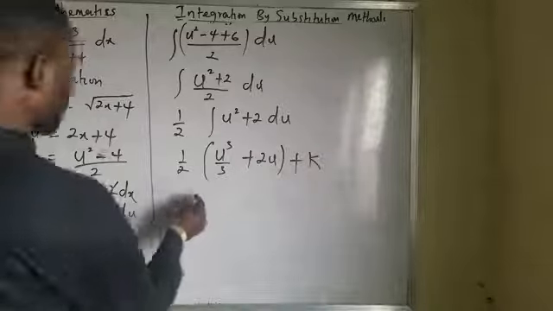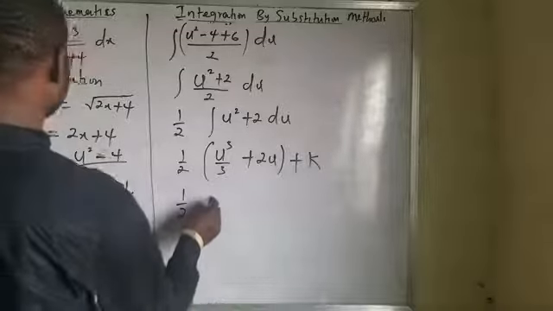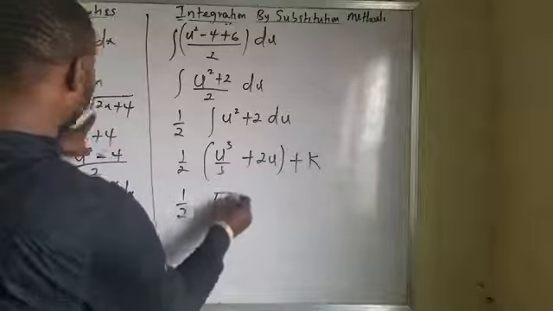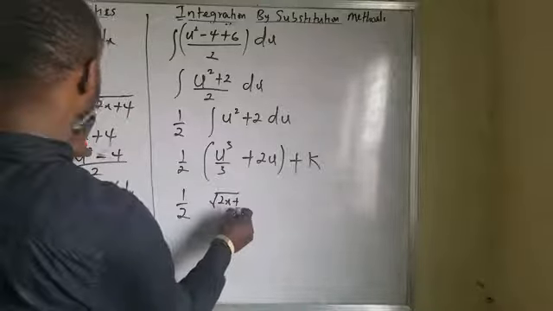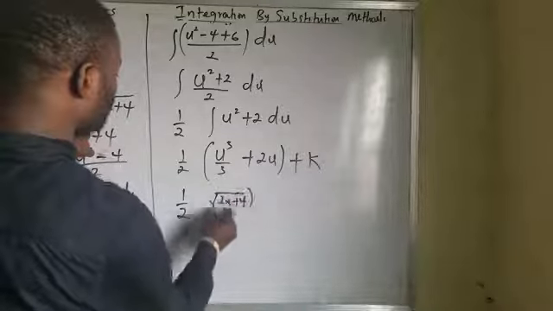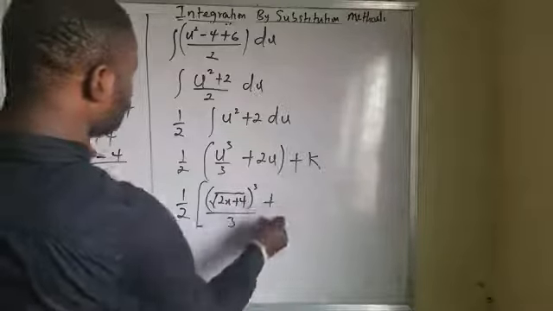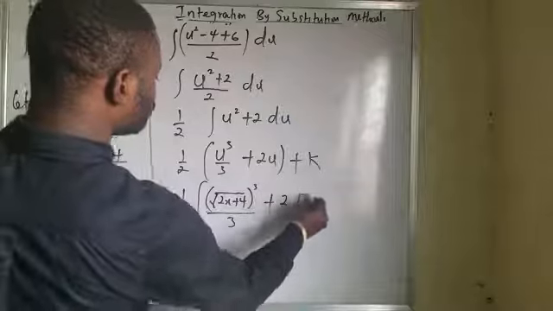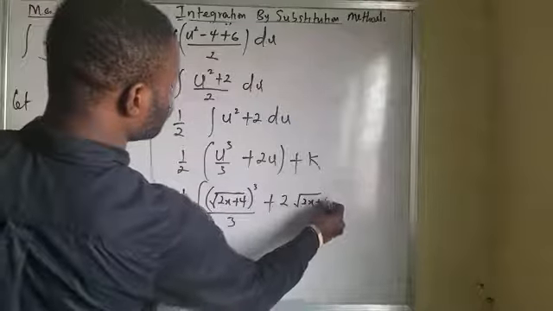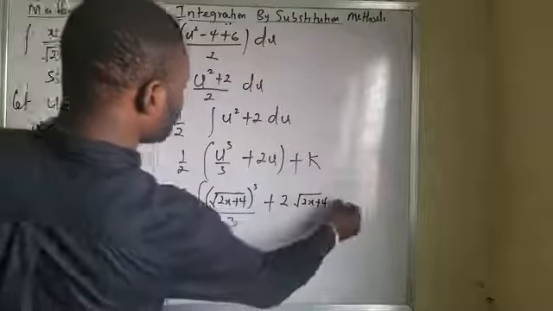It means I'll be talking about 1 over 2, with u being root of 2x plus 4, bracket of 3 divided by 3. Don't forget the bracket, plus 2 root of 2x plus 4. What else? Plus k.